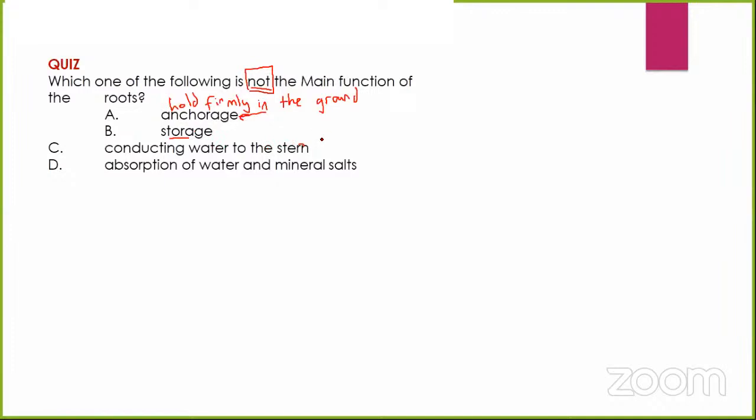Conducting water, a plant needs water all through. So it must have the water. So this is also among the major functions. Then absorption of water, this is also among the major functions. So the best answer is B, that is storage. Storage is not a major function because it has some other areas where it can store the water. And I thank everyone who has been able to identify the answer.